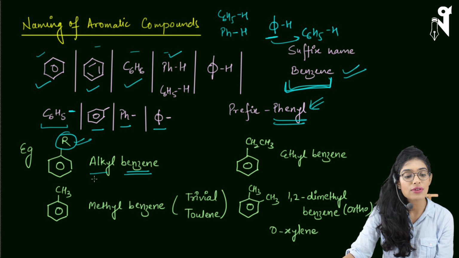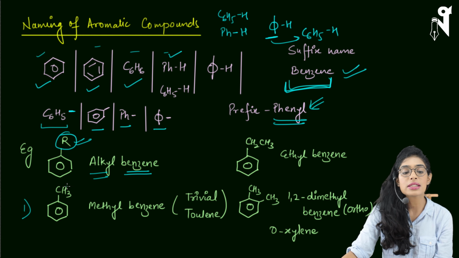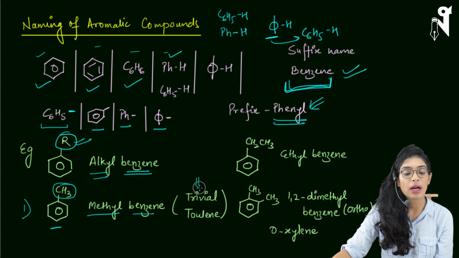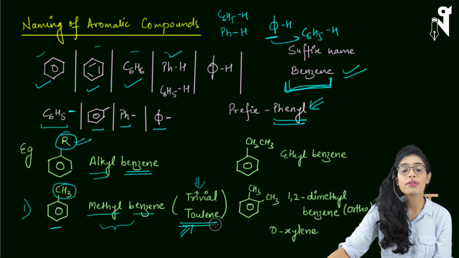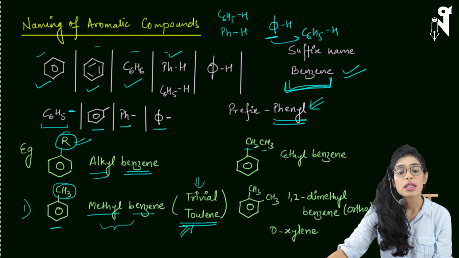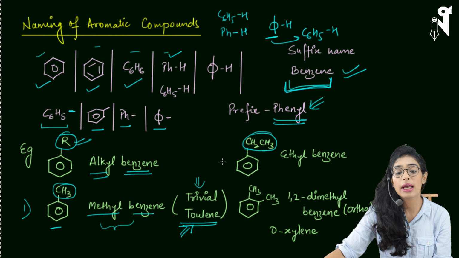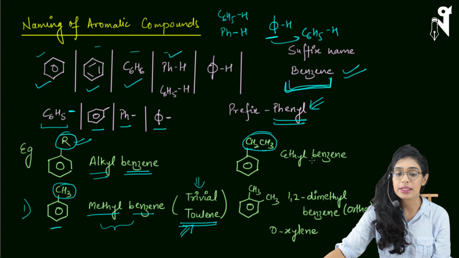For example, I have taken the first compound as benzene with CH3. So this CH3 will be acting as a branch. The name will be methyl, and then this will be benzene. It has a trivial name, which is an old name but very widely used. Rather than methyl benzene, the one which is most commonly used is toluene. Okay, next we have benzene with CH2CH3. So a two-membered carbon chain is there. This two-membered carbon chain will be acting as a branch, and the name will be ethyl benzene.